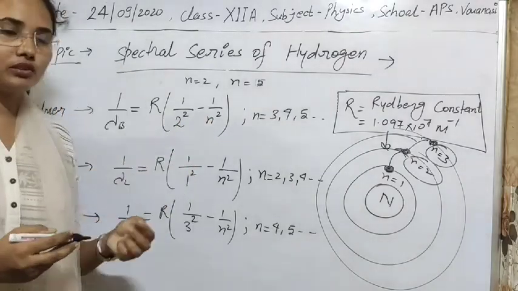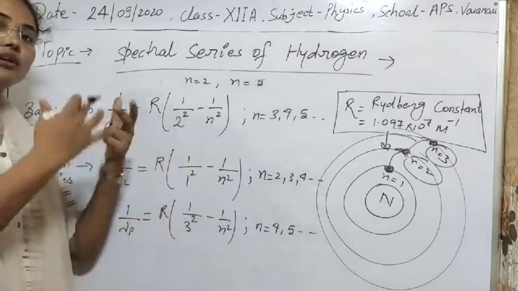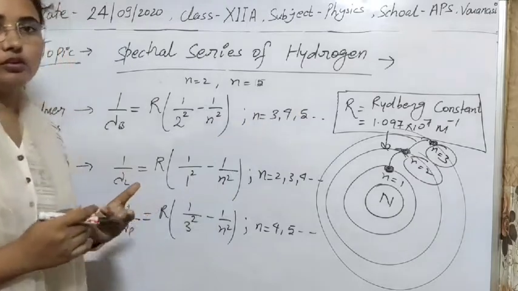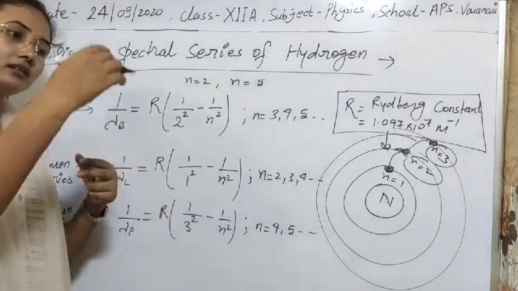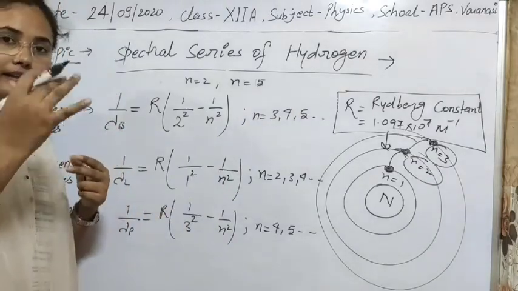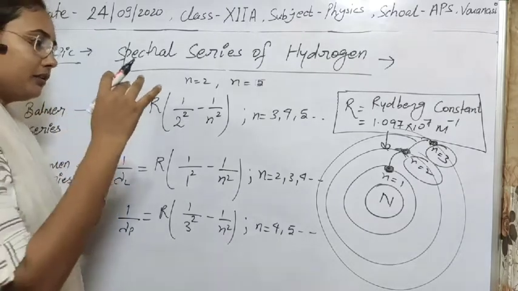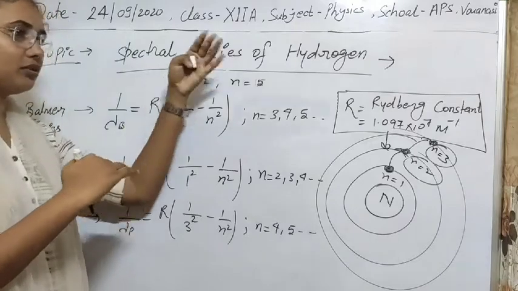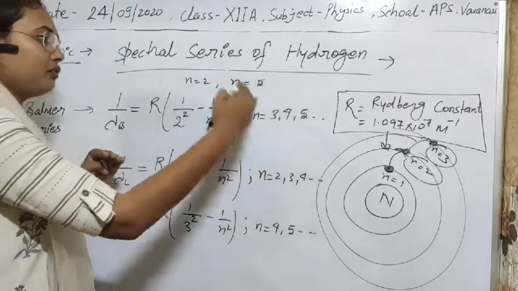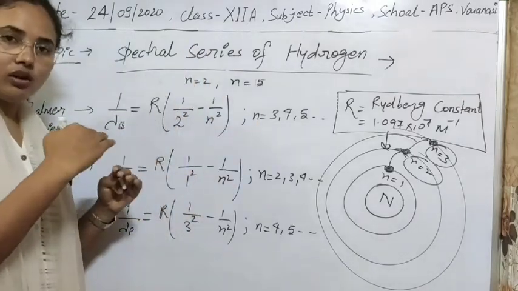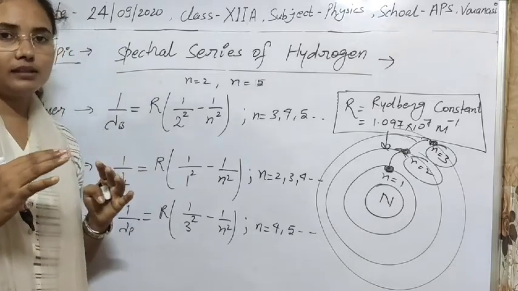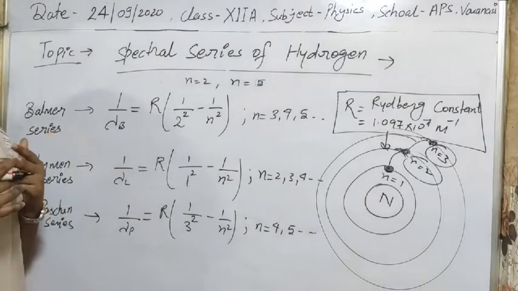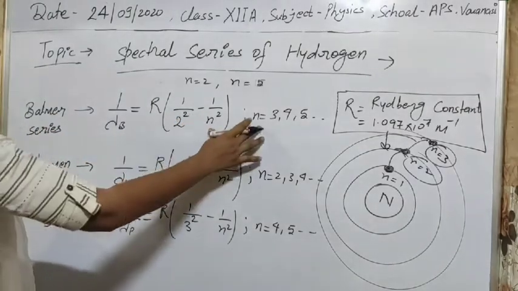I am telling you that it is absorbing energy and going to higher orbits. So it can be n equal to 3, n equal to 4, n equal to 5, and so on. And it can also radiate visible light if it makes a transition from n equal to 4 to n equal to 2, n equal to 3 to n equal to 2, or n equal to 5 to n equal to 2. It can also emit energy. So simply, in the hydrogen atom, we always get both absorption and emission types of spectra.